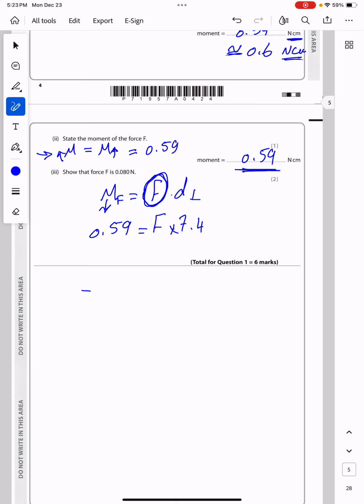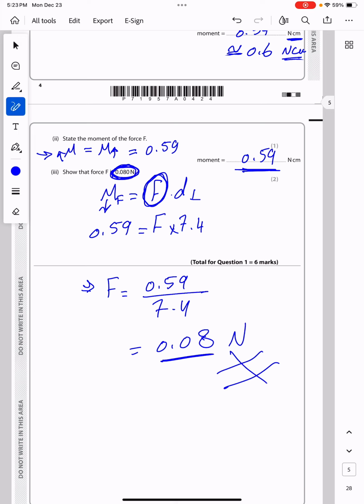And you have to rearrange it. F is equal to 0.59 over 7.4. And again, where is my calculator? Yep. You just use it and you will find out that the answer is going to be something like that. Even though the number is not that nice, it's the same. So we are correct. Easy, right? Good luck.